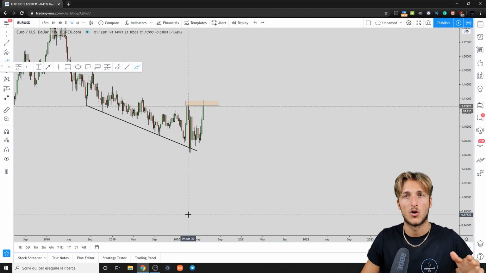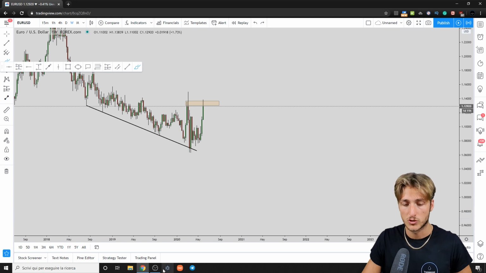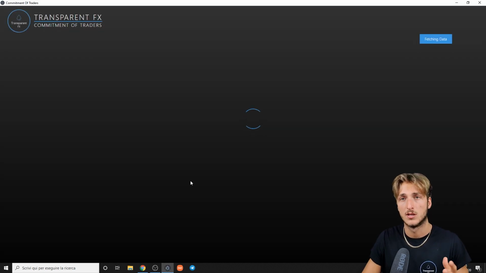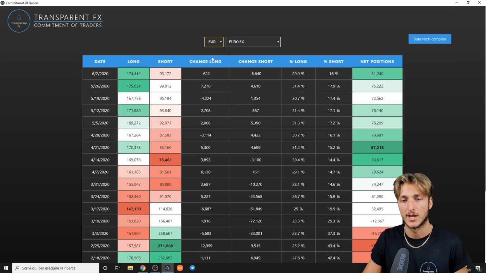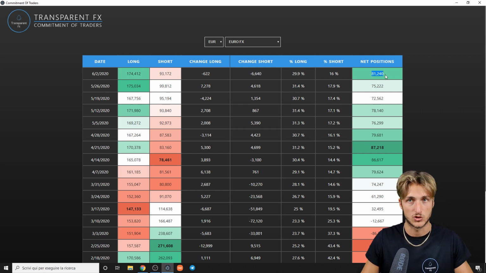Now, before we go down on the daily time frame to gather more confluence for this pair, I first want to show you what is going on from a COT perspective, so commitment of traders, what hedge funds and institutions are doing on EURUSD. Now, here what we can see is that we had a very big shift from having minus 114k net positions all the way up to 81k net positions. This is a big shift, meaning that we went from having more shorts than longs to having more longs than shorts from an institutional perspective on the EURUSD.